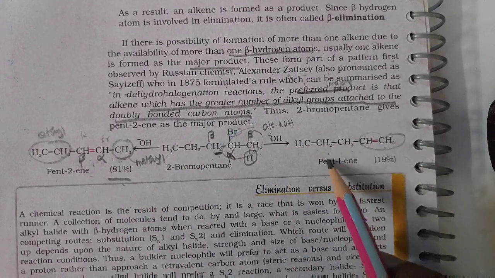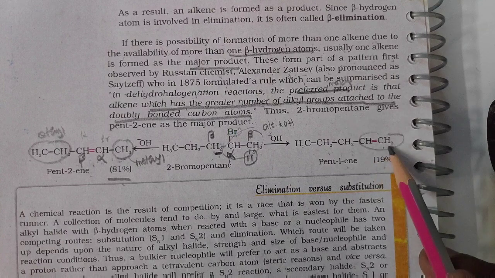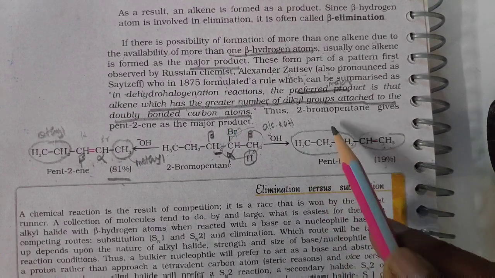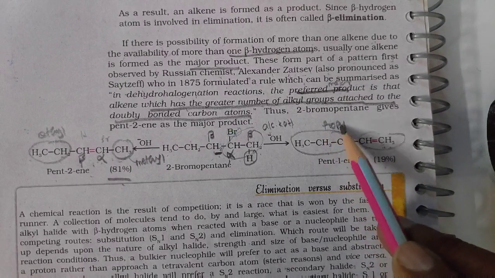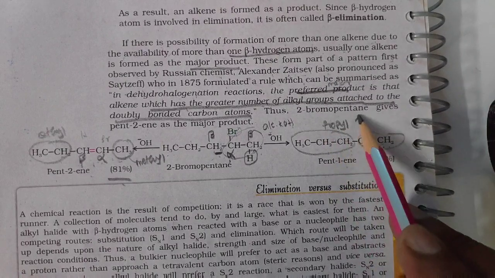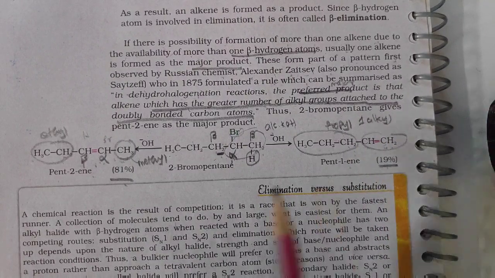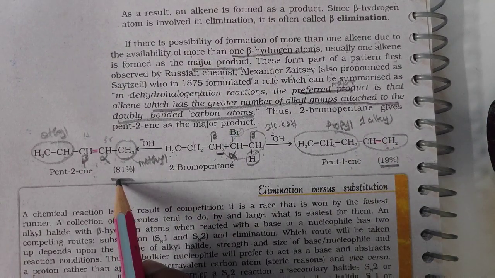Now if you see this product, there is only one side of the double bond carbon that has a group. There is only one group. Which is the group? Propyl is the group. Only one alkyl group in this. That's why it is less. And here the percentage is more, meaning it's the major product.